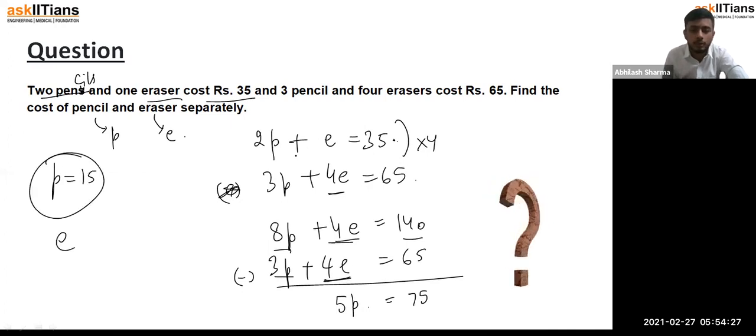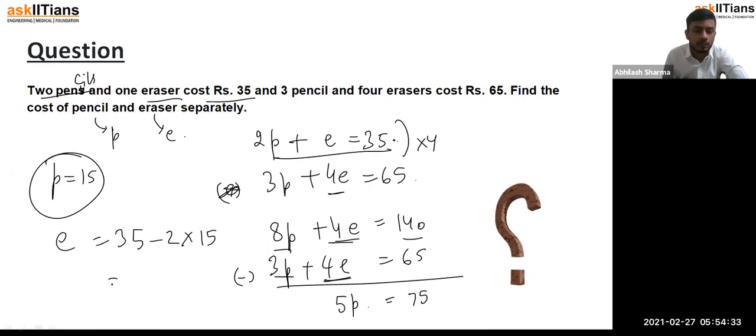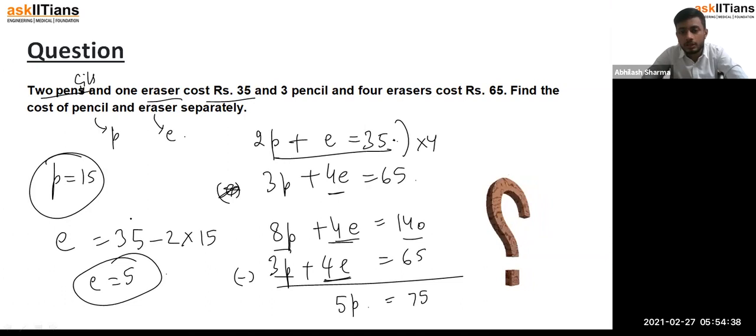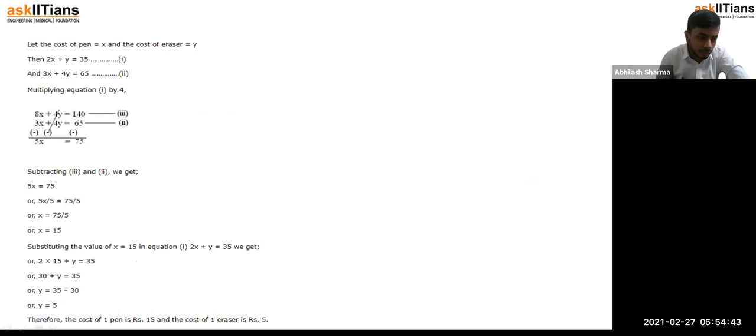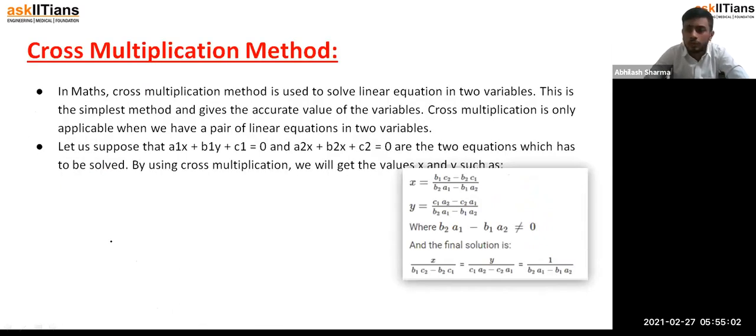And E comes out to be, from this equation, 35 minus 2 times P. So this comes out to be 5 rupees. Okay, so which is the answer also. So that's how we can easily use elimination method to solve the given question. And of course, our answer matches with the given answer. Eraser cost is 5 rupees. Pencil cost is 15 rupees, as we have obtained here as well. Here also they have multiplied by 4 and then subtracted the equations, and we have got the final answer. Fine. So this was how we can use elimination method.